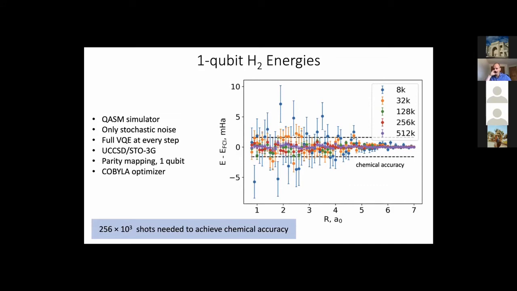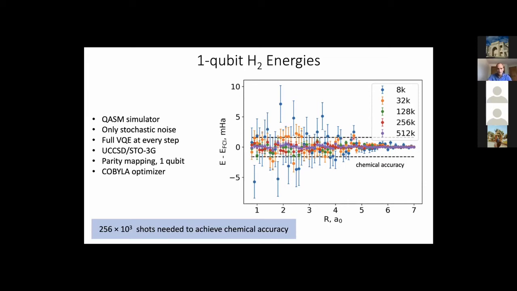So we begin with energy calculation using a QASM simulator, where only stochastic noise is present, using different numbers of shots for each circuit measurement. These are the errors of energy along the potential energy surface for different internuclear distances. And these black dashed lines are chemical accuracy, which is around 1.6 millihartree.